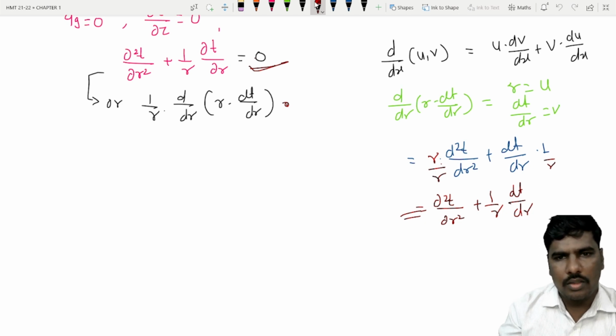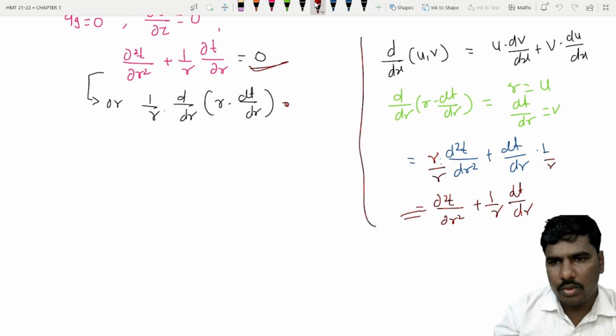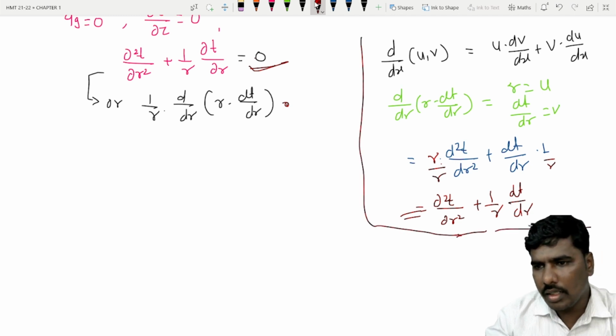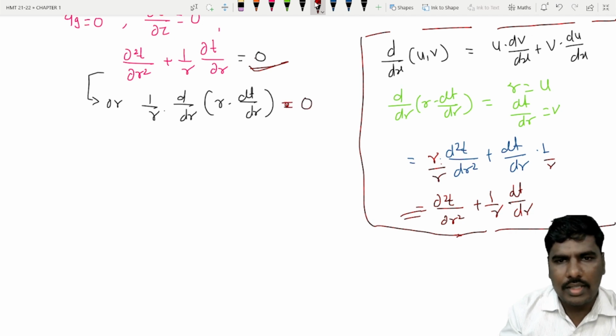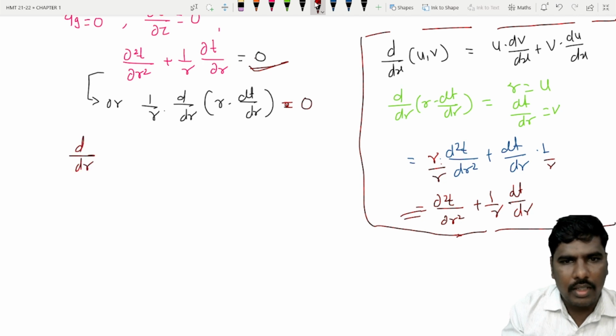Now again we will solve this equation further. This part you have to write in the examination, or if you have not written it, it's okay. So this is a simplification. 1 upon r d by dr, r dt by dr is equal to 0. Now when these go to this side, that becomes 0. So the equation remains d by dr, r dt by dr is equal to 0.